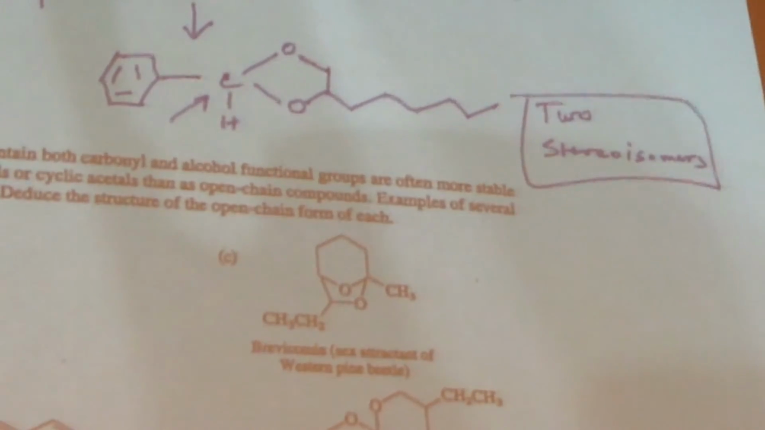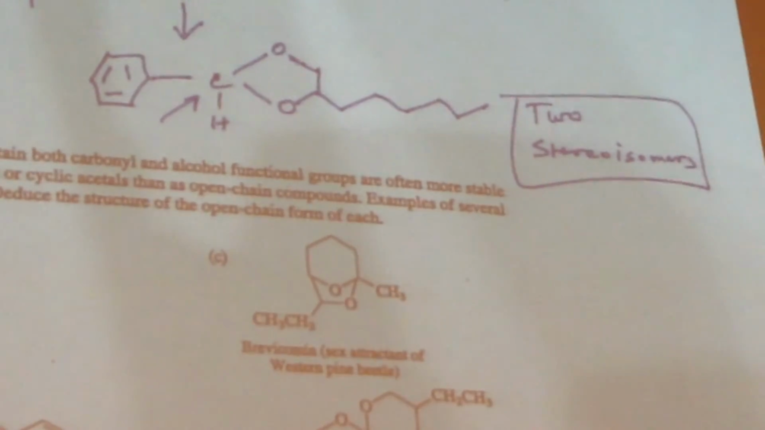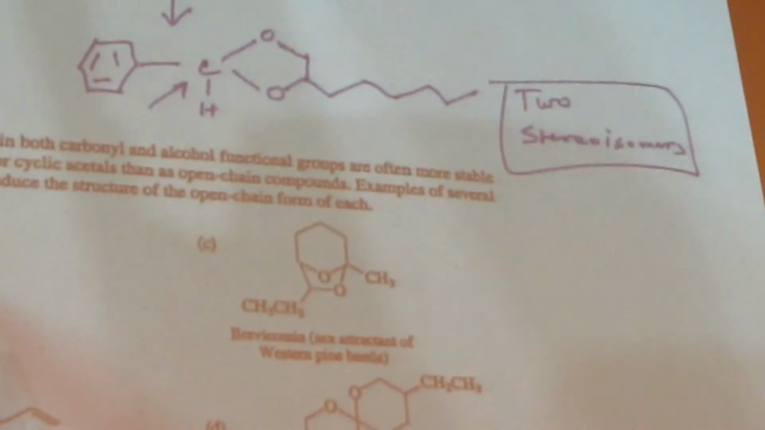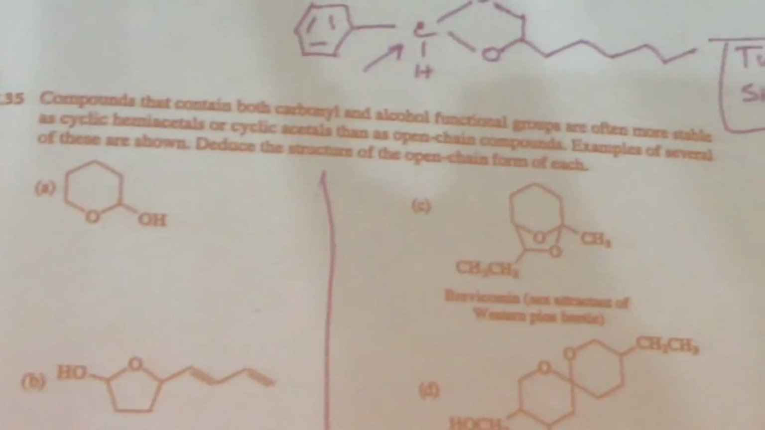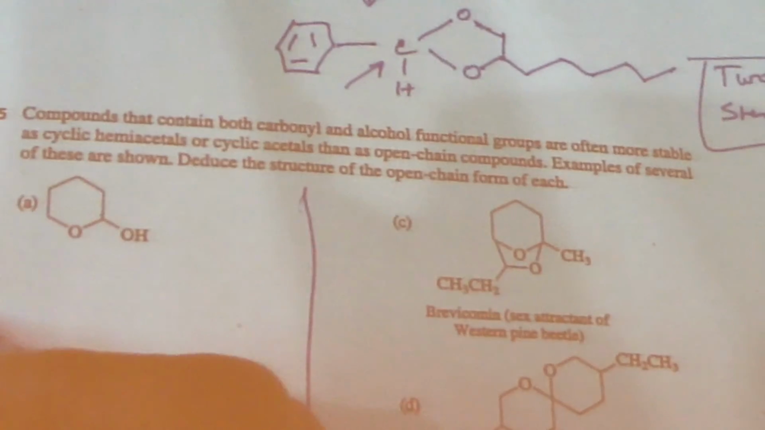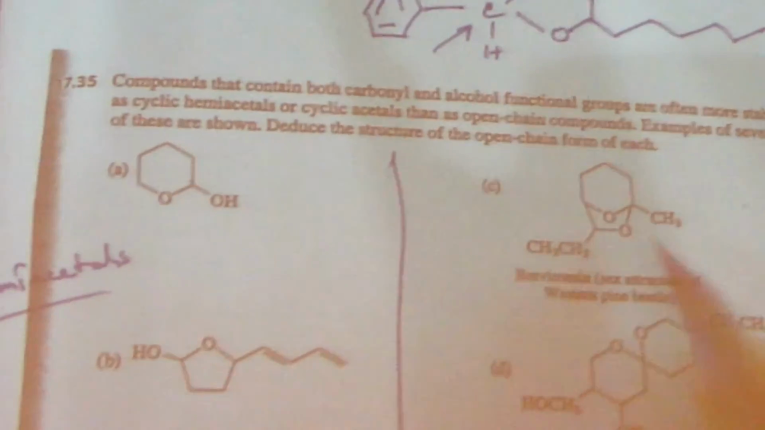All right, the next problem asking you to actually come up with the carbonyl compound, which is really converted to this. These are compounds that have both the carbonyl and the alcohol functionality in the same molecule. That's why they cyclize this way and form either hemiacetal or acetal. And as you can see, because you have OHs here, these 2 are hemiacetals. And these 2 are, because you don't have any OH, these 2 are acetals.